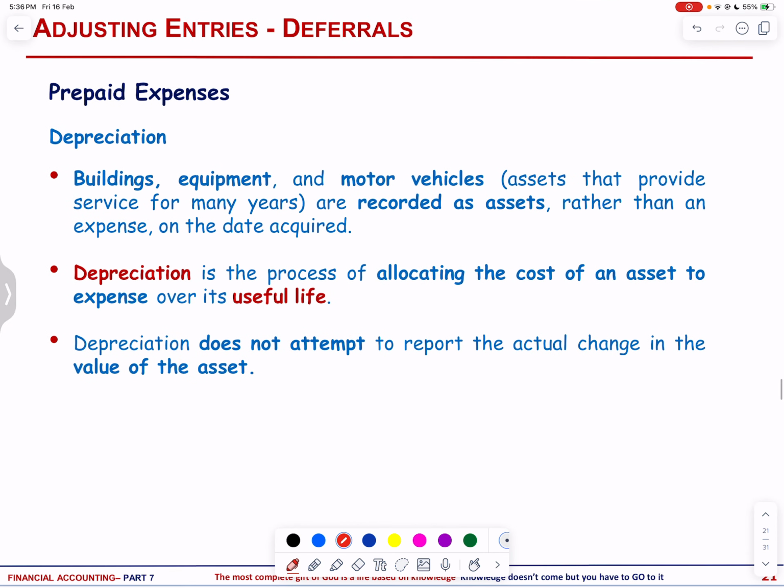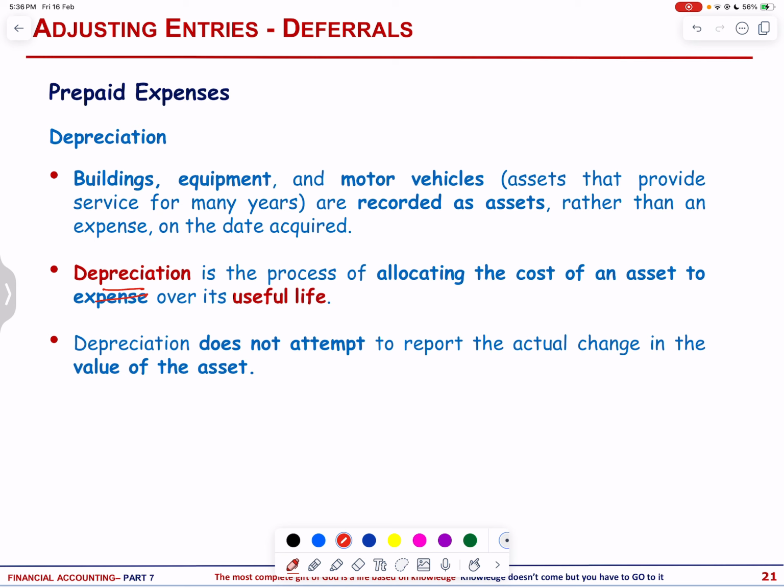Now, companies categorize long lived assets like buildings, equipment, or vehicles as assets, not expenses, because they serve over many years and are recorded at their cost under the cost principle. Depreciation allocates a part of the asset's cost as an expense during each period of its useful life, ensuring compliance with the expense recognition principle.